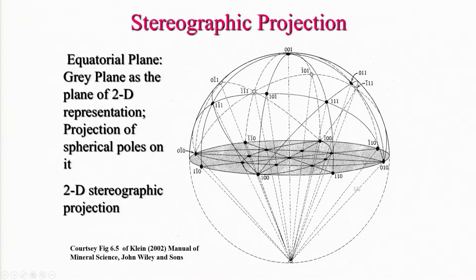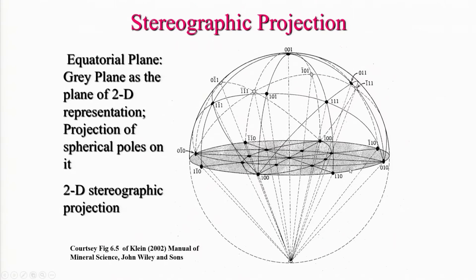This plane is this circle here. This circle divides this sphere into two hemispheres. This is the sphere. If this is the north pole and this is the south pole, this is the northern hemisphere and this is the southern hemisphere, and this is the equatorial plane.